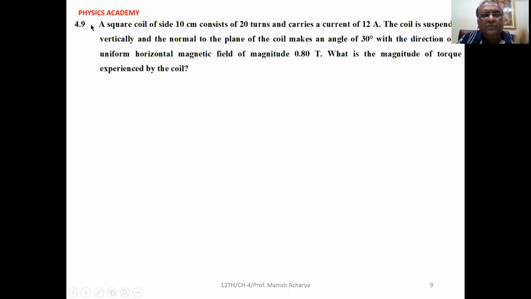Clear? 4.9. A square coil of side 10 centimeter consists of 20 turns and carries a current of 12 ampere. The coil is suspended vertically and the normal to the plane of the coil makes an angle of 30 degree with the direction of uniform horizontal magnetic field of magnitude 0.8 Tesla. What is the magnitude of torque experienced by the coil?